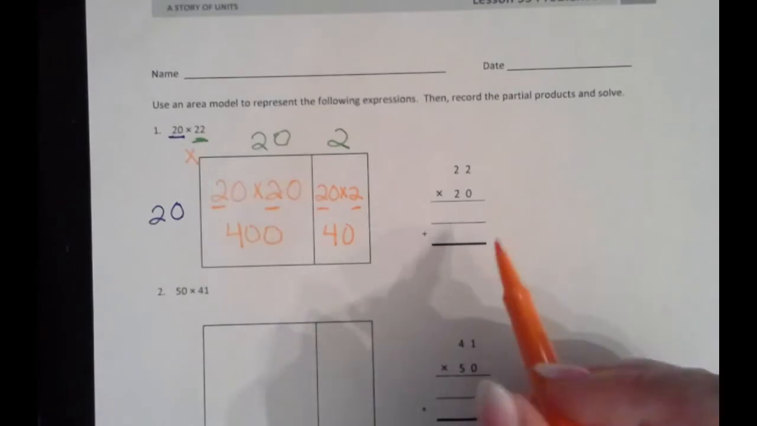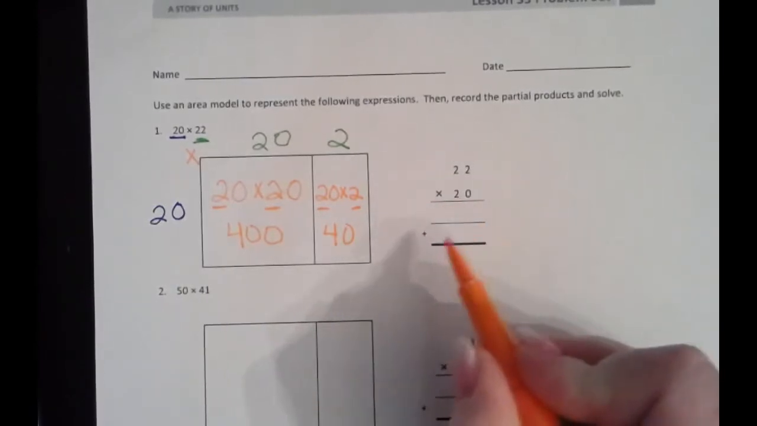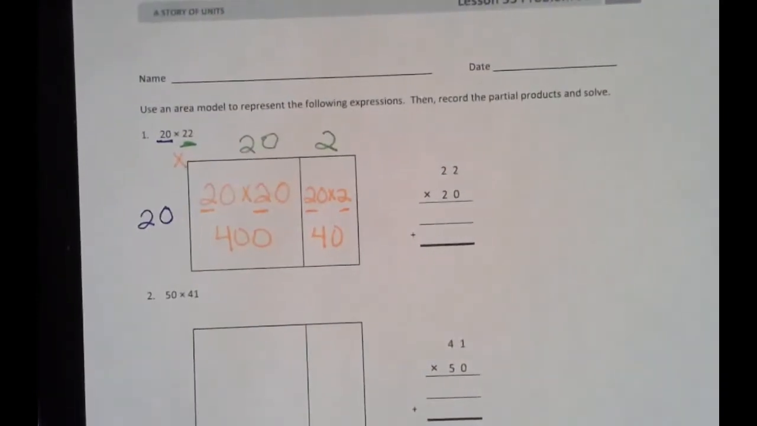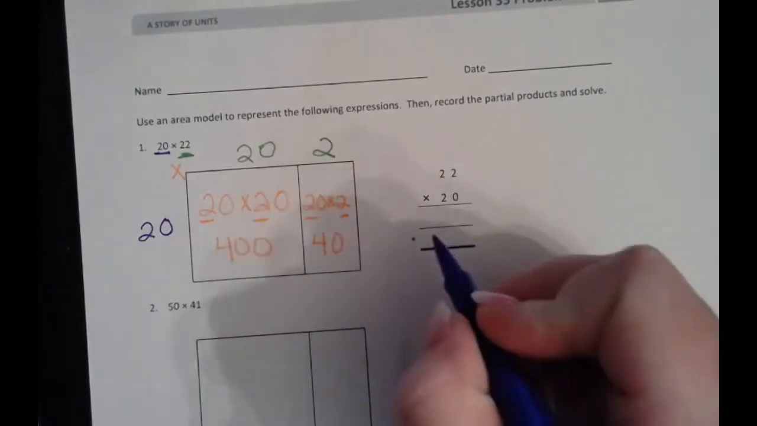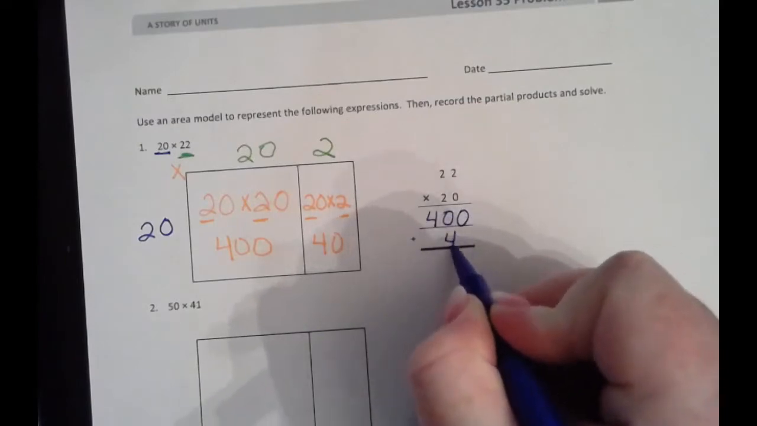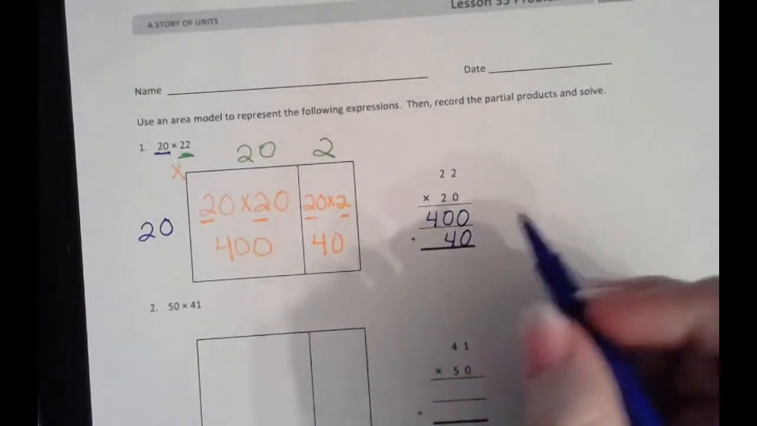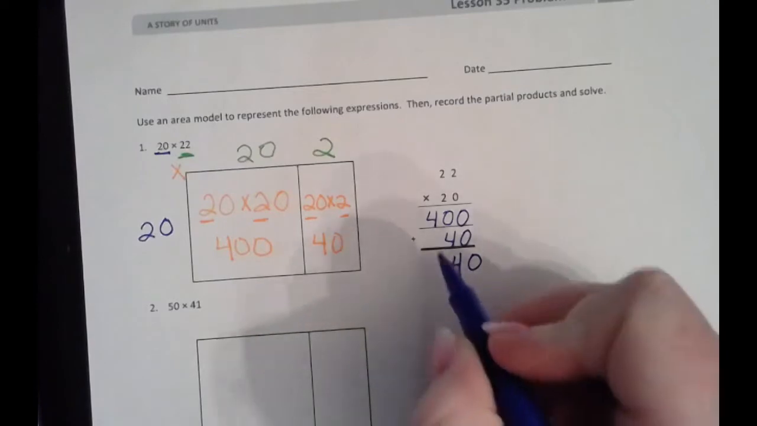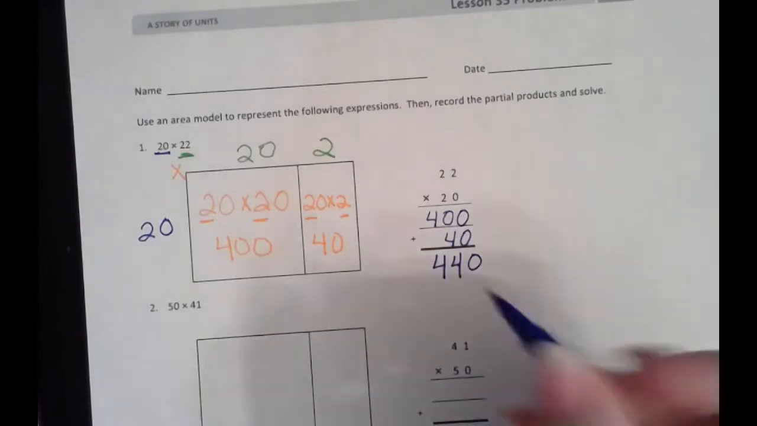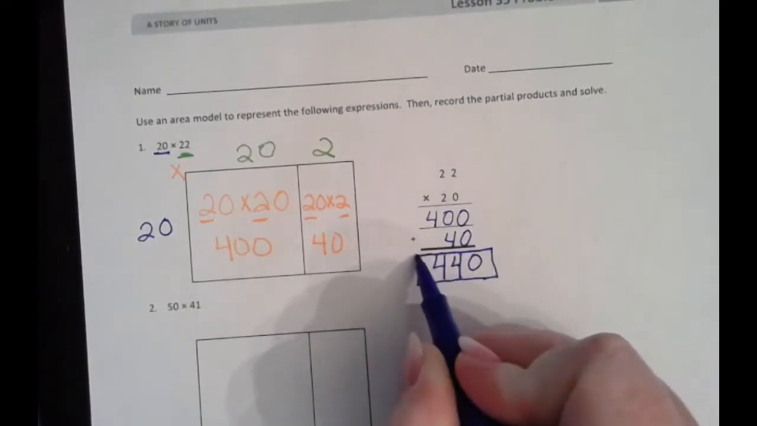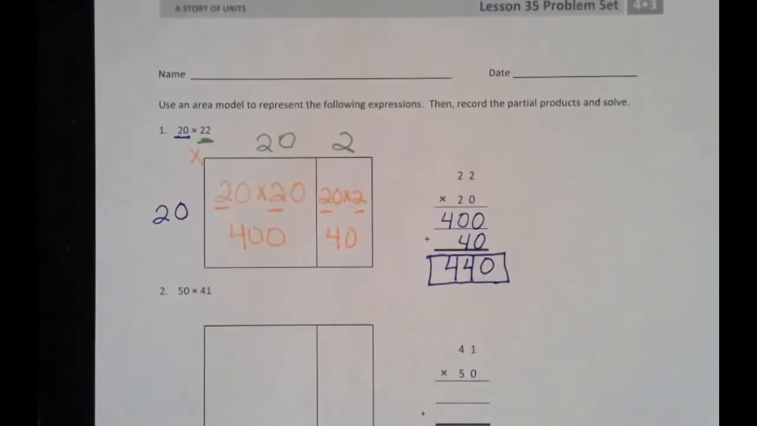Okay? And then now I have these spaces over here. Over here I need to record those partial products so that I can now add them together. So I'm going to have my 400 and my 40. And I can then add them together. So 0 plus 0 is of course 0. 4 plus 0, I'm sorry, is 4. And 4 plus nothing is 4. So that means that my product, my total product for 20 times 22 is 440. Okay? 440.